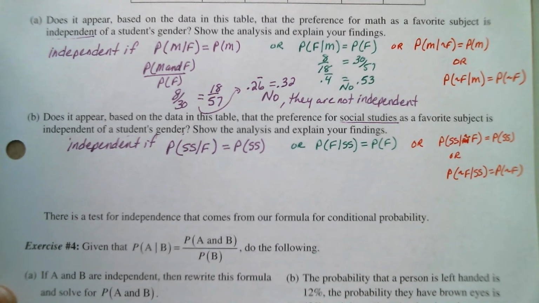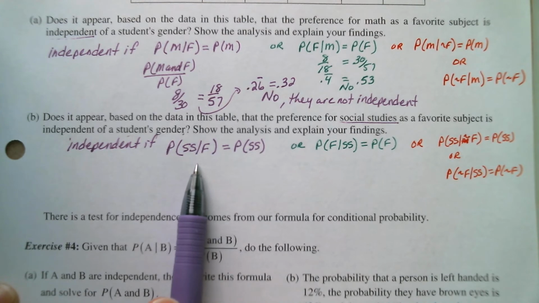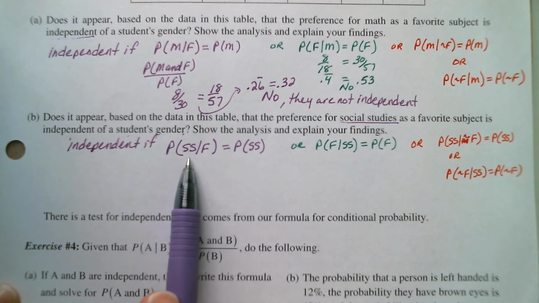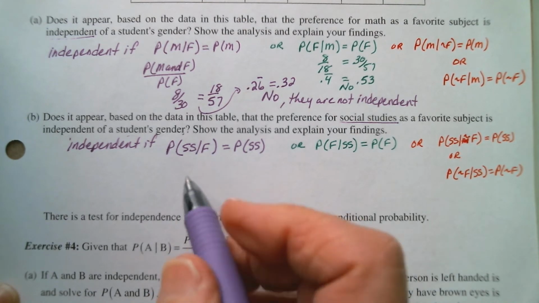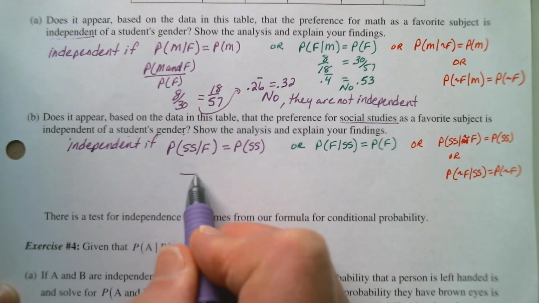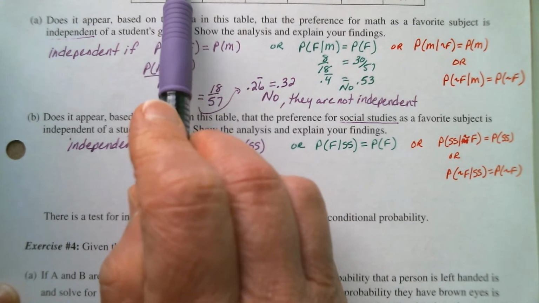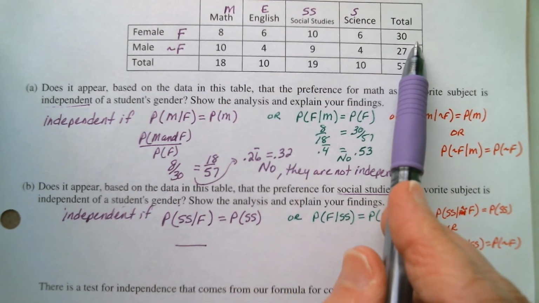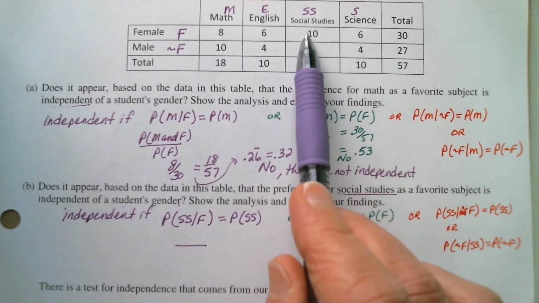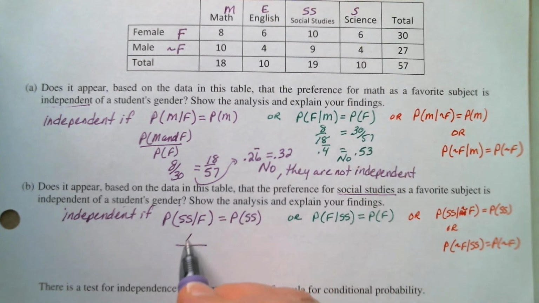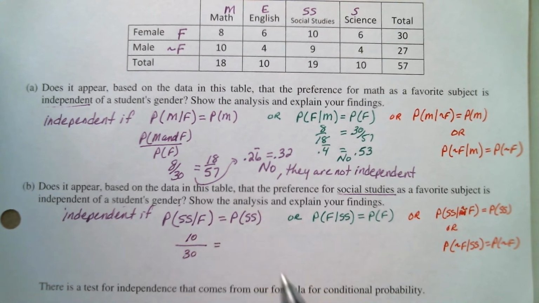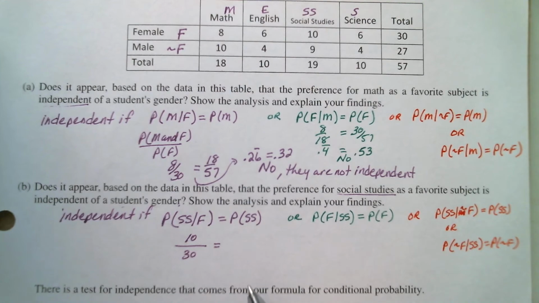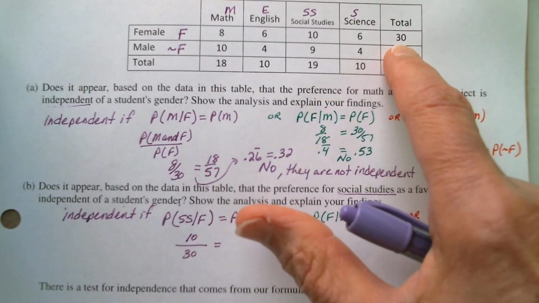So, I'm going back to my first one. Probability of social studies given female. The female, all right, let's see. There we go. Female is 30, and social studies and female is 10. So is 10 out of 30 equal to probability of social studies? I want 10 over 30.